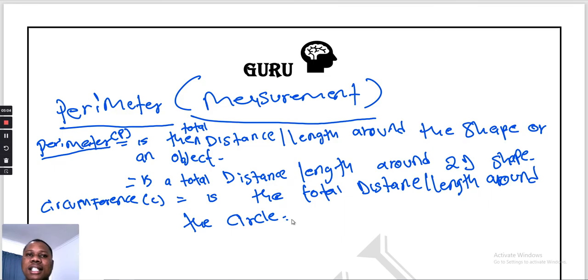The circumference and the perimeter are the same, but the circumference can only be calculated on the circle. It's either a semicircle, which is a half circle, or a quarter circle, or three-quarters of the circle. It can only be calculated on the circle. That one is specific, but the perimeter can be calculated on all other shapes.